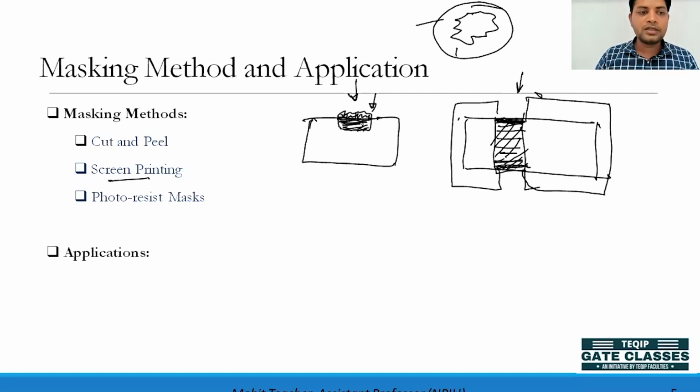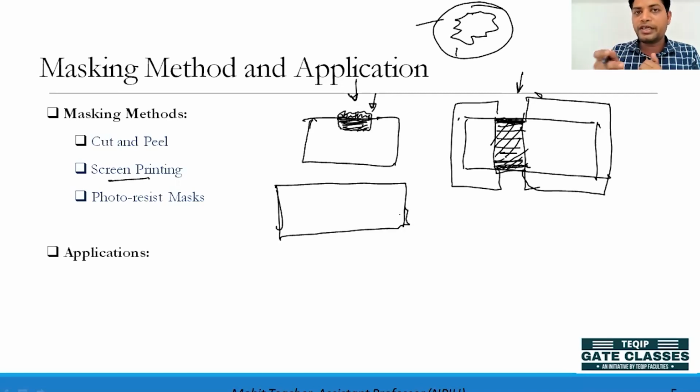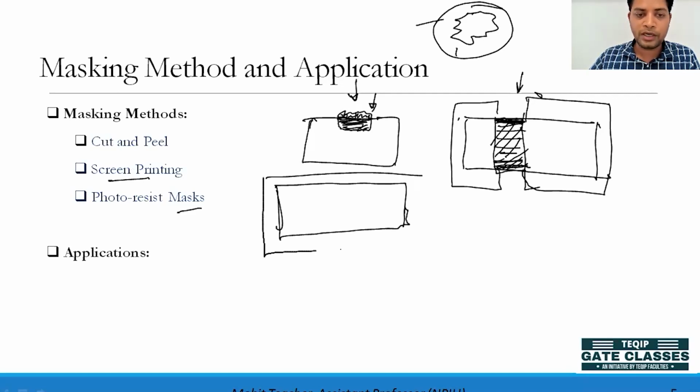The third one is the photoresistive material. Because it is a masking method, the chemical removal of the material will be the same. These are just masking methods, showing how masking can be done. So in the photoresistive mask, this photosensitive material we are putting on the workpiece. This is the workpiece, and we are keeping this photosensitive material on it.